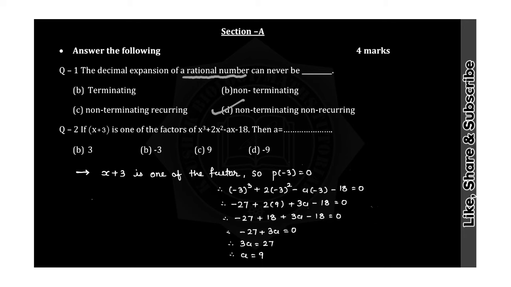Now consider question number 2. If x plus 3 is one of the factors of x cube plus 2x square minus ax minus 18, then find out the value of a. Now remember your factor theorem. According to the factor theorem, if x plus a is a factor of your polynomial, then we have to consider x plus a is equal to 0, and from that you will get the value of x. So here x is equal to minus a.